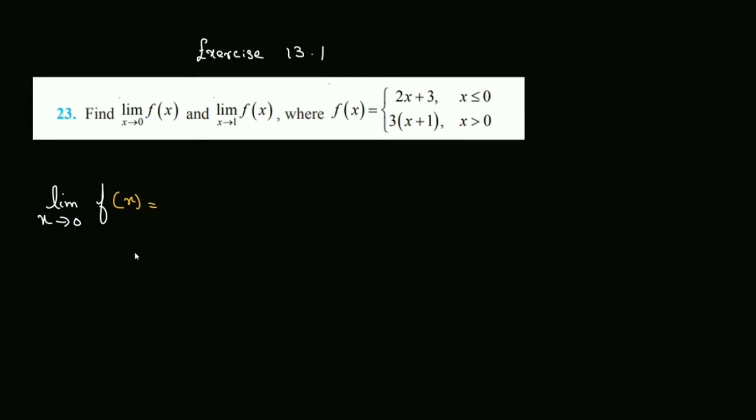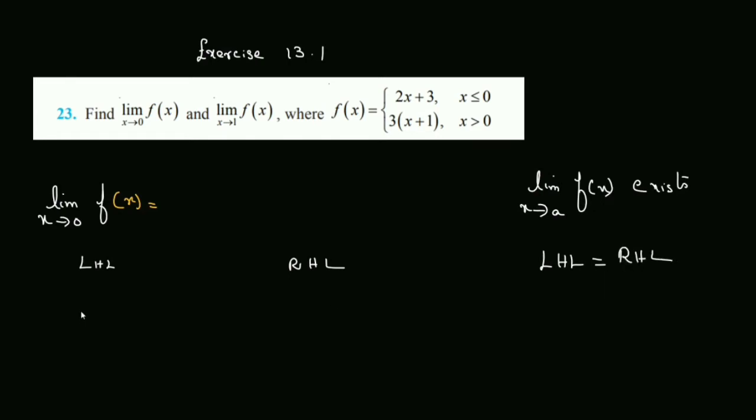So let us find the left hand limit and we'll find the right hand limit. Both should be equal. We know that when will you say the limit exists? The limit as x tends to a of f of x exists when the left hand limit is equal to the right hand limit. So let us find the left hand limit.